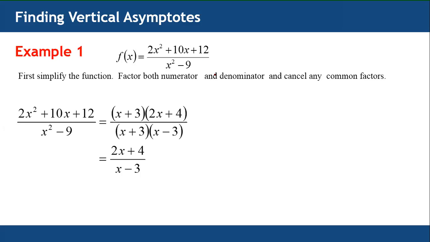Like what? We have 2x square plus 10x plus 12 divided by x square minus 9. First you need to simplify with factorization. Factorization of the numerator is x plus 3 and 2x plus 4, divided by x square minus 9, which we can write as x plus 3 and x minus 3. When x plus 3 cancels with x plus 3, we have 2x plus 4 divided by x minus 3. This is the simplified form. Now this denominator is important. X minus 3 not equal to 0, so x is not equal to 3.